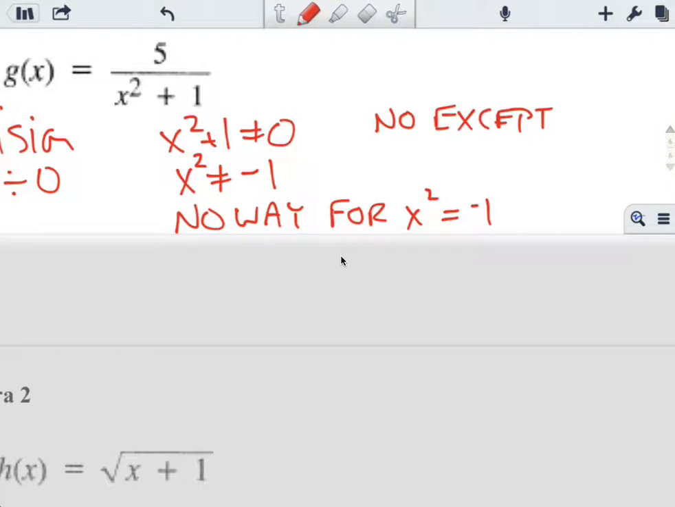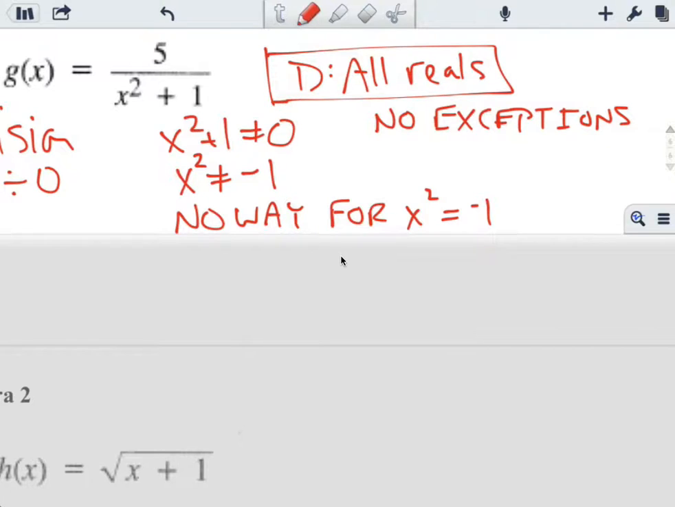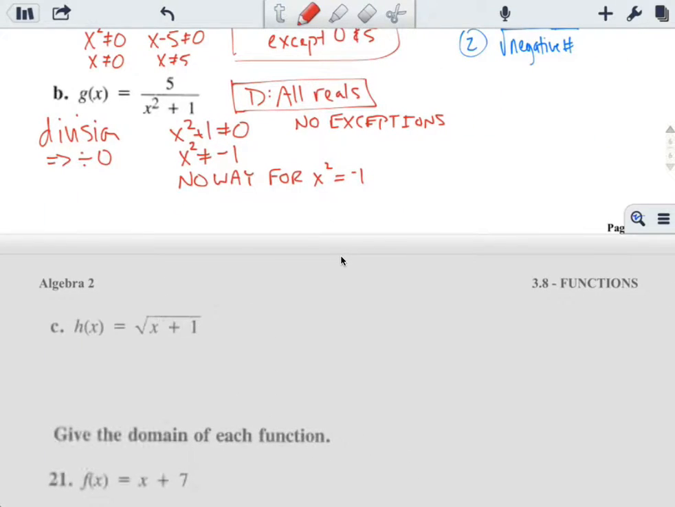All right, no exceptions are good. That makes our domain all real numbers. So I'll just say all reals. So that's your answer. The domain is all reals.